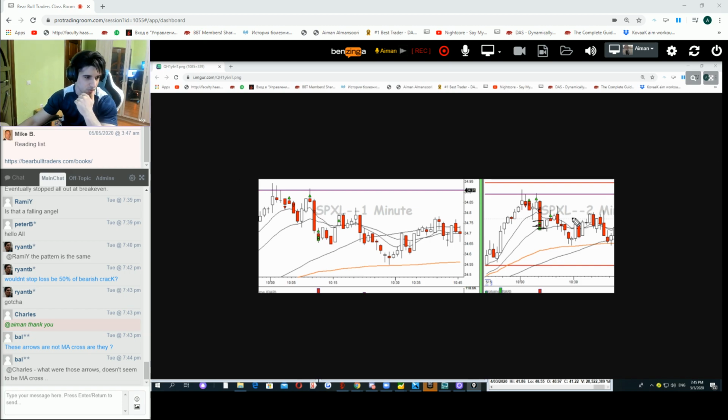What's the risk to reward you got in this one? These arrows are not moving average crosses. Yeah, these arrows aren't moving average crosses. These arrows are triangles, they are orders. Short, stop out, short, stop out, short, partial, partial, partial, stop out.